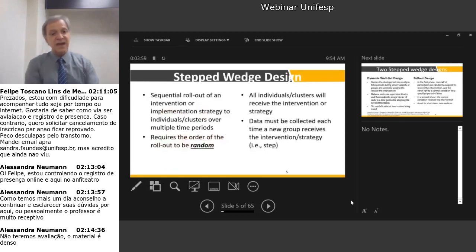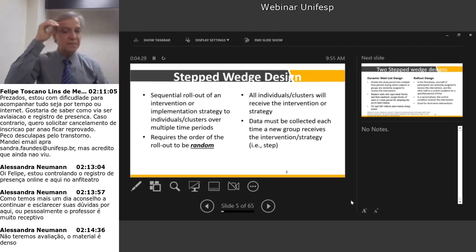So stepwise design is a sequential rollout of an intervention or implementation strategy to individuals within clusters, or to clusters, over multiple periods of time. It requires the order of rollout to be random. Basically, I'm saying I'm going to do a community trial in a whole state. I'm going to show an example of a stepwise design I did, hopefully for 10 minutes, in Brazil. It was funded by the World Bank and the Minister of Health of Brazil. CNPq had money on it. I don't know how much money, but anyway.